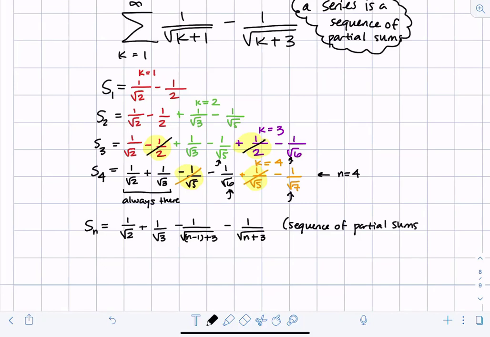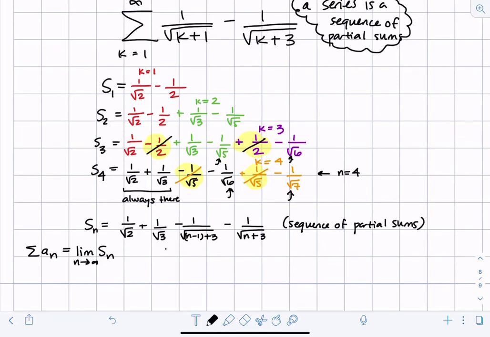Okay, so this is our sequence of partial sums, and it is the case that our series, we'll just call it the series a_n, is going to converge to the limit of our sequence of partial sums. And when we're talking about sequences, since n is always going to infinity, sometimes people will omit writing the arrow with n going to infinity because it's kind of implied. Let's take a look at what that limit is for this one.